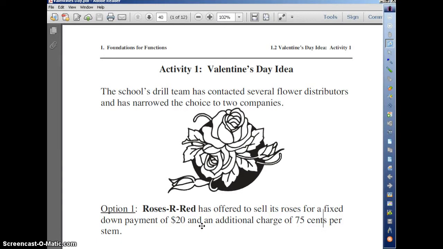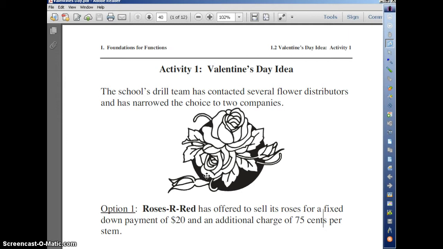We're going to start a little project here. It's an activity that helps explain functions and how they work, and you guys are very familiar with this. It's an algebra-based project, and it's going to get you ready for high school. Okay, so let's get started.